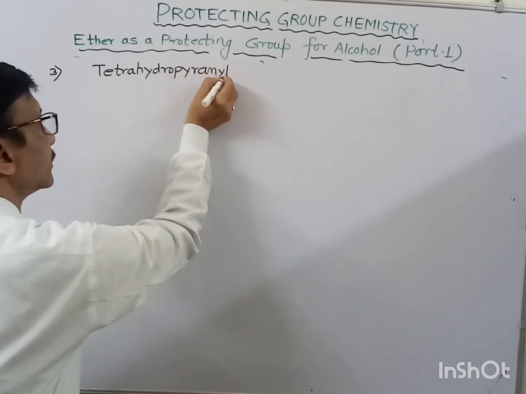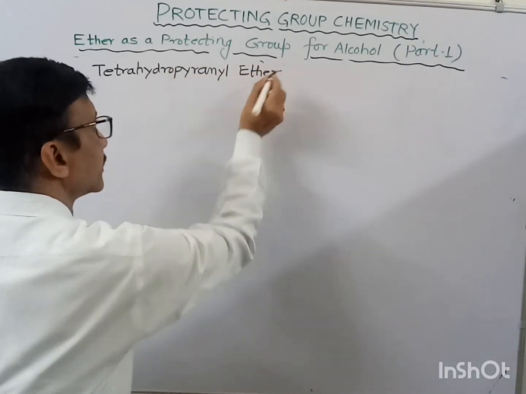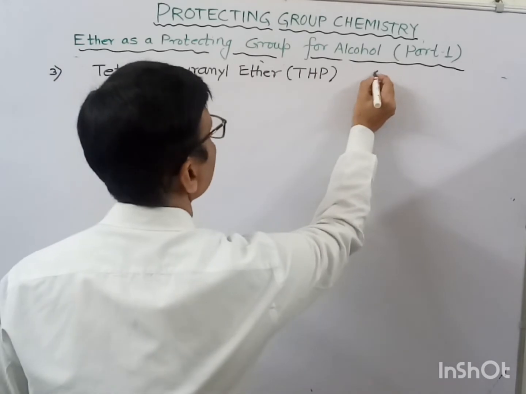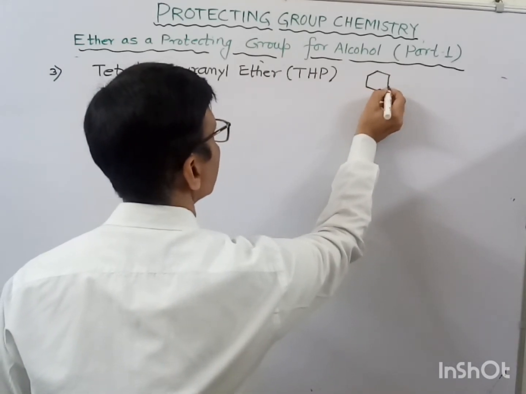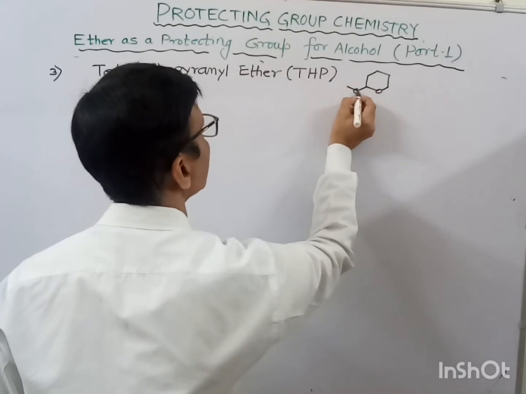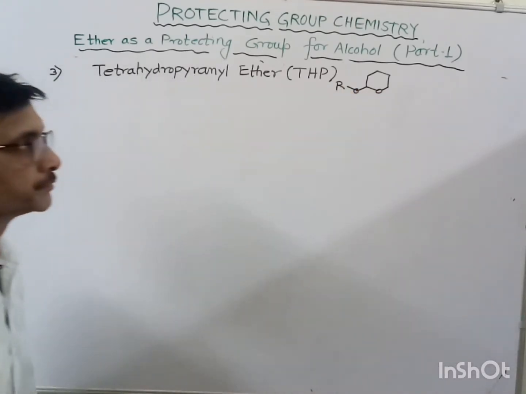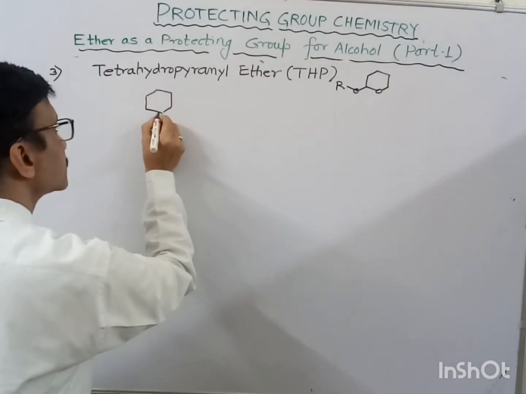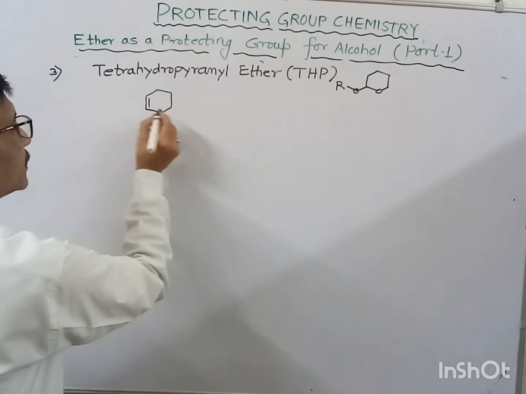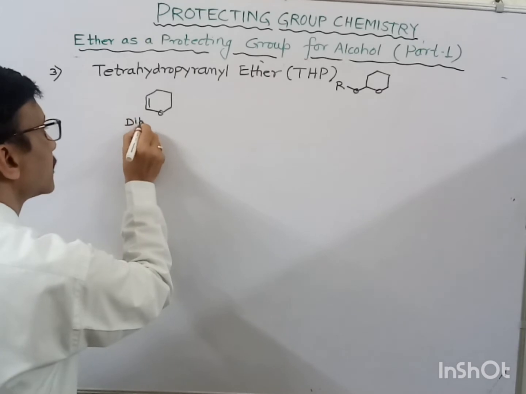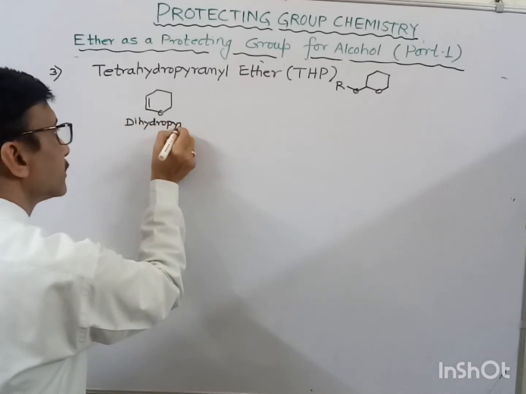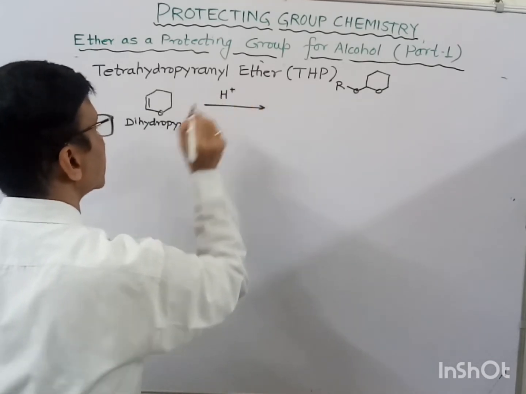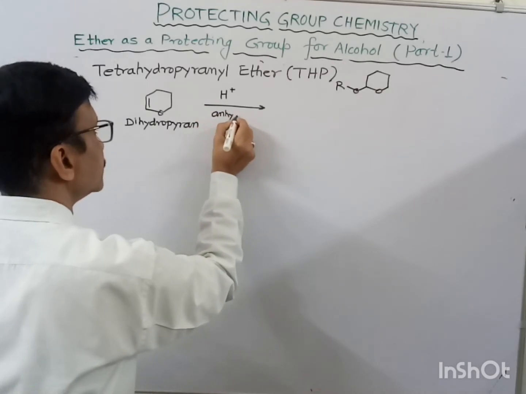Tetrahydropyranyl ether, we may usually write THP, and we may represent it by... So the reagent that we may use is this, your dihydropyran, in acidic condition and anhydrous condition here.